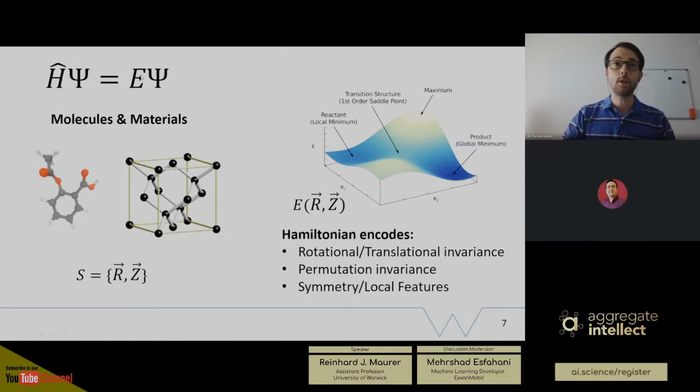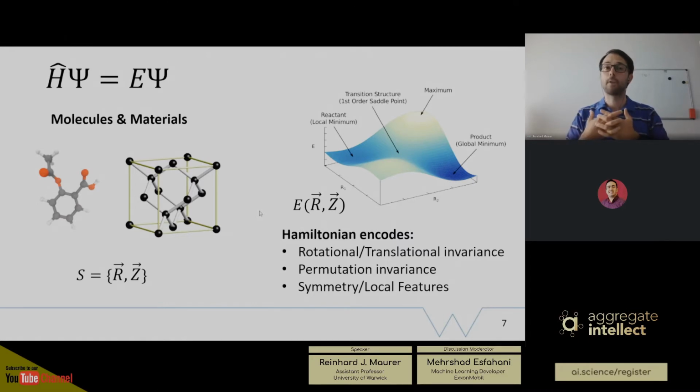And so the energy that comes out of these quantum mechanical equations is a continuous function, and all properties are continuous functions of these coordinates and positions. But we can always only, for a given geometry and for a given R and Z, get the output of this equation. And so the Hamiltonian that governs this encodes a lot of physics as well.